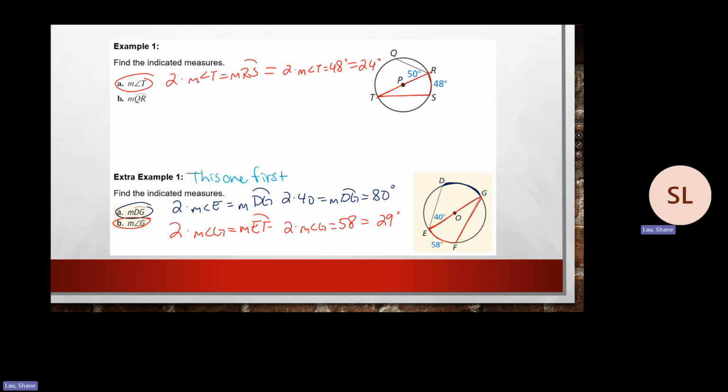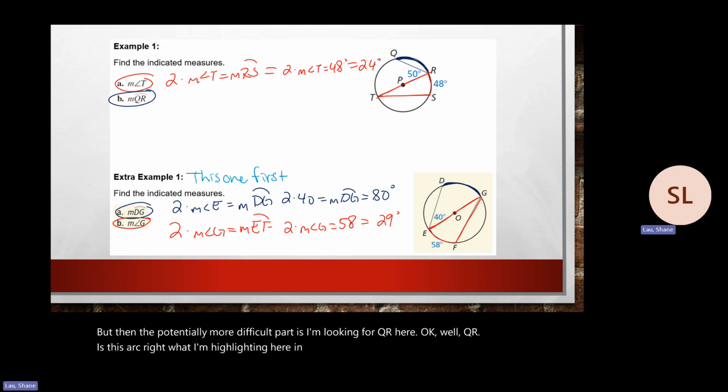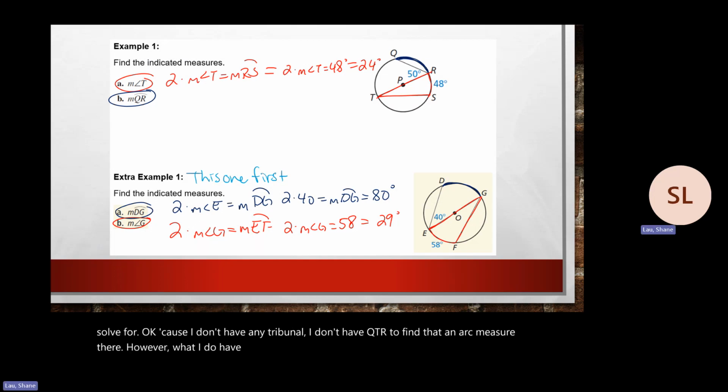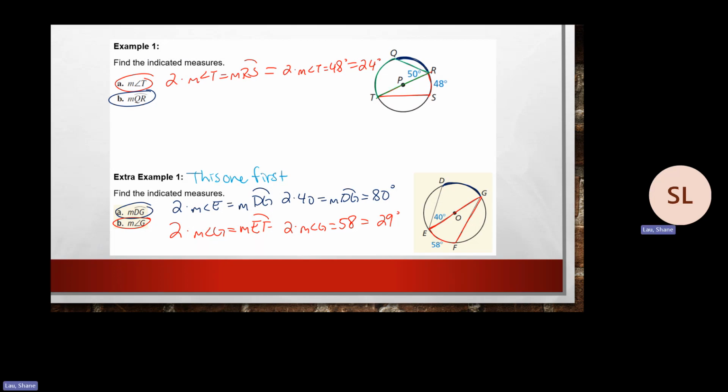Then the potentially more difficult part is I'm looking for QR here. Okay, well, QR is this arc, what I'm highlighting here in blue. That arc is a little bit trickier to solve for, because I don't have an inscribed angle. I don't have QTR to be able to find that arc measure. However, what I do have is angle QRT, and angle QRT is going to give me this arc using this angle right there.